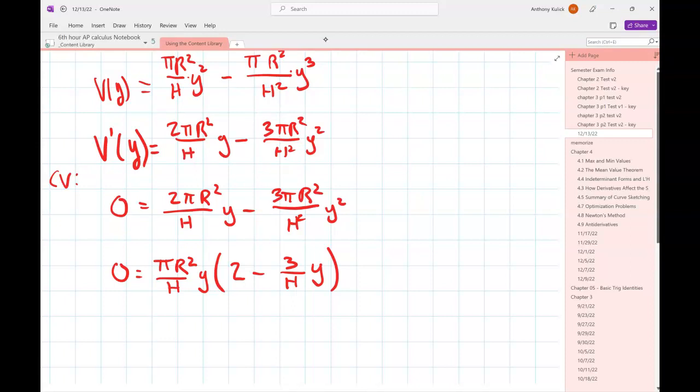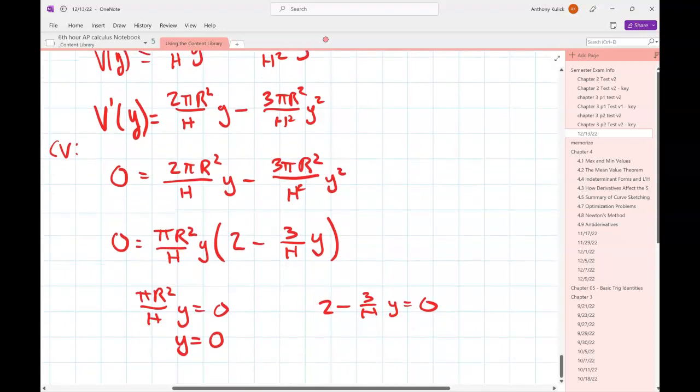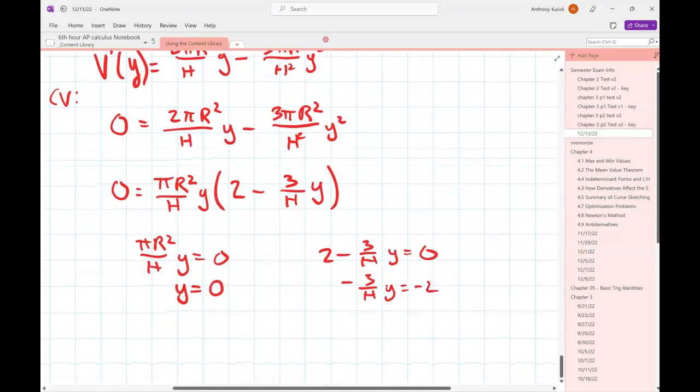And look at how easy this solving is, right? It's just the greatest common factor. Now that it's factored, I can just use the zero product property to set each of those factors equal to 0. Well, that first one is super easy. Constant times y equal to 0. Well, just y has to be 0. This other one, I'm going to subtract the 2 over and then multiply by the reciprocal.